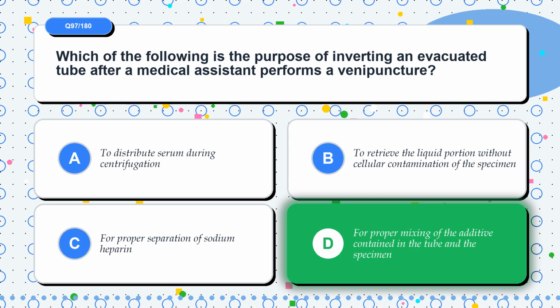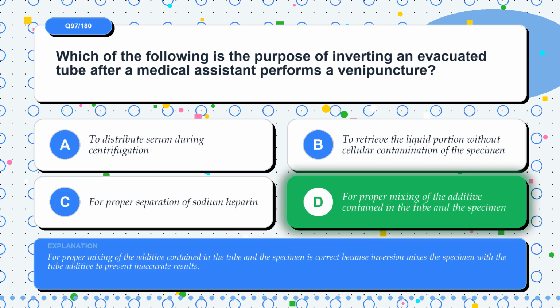The correct answer is option D, for proper mixing of the additive contained in the tube and the specimen. For proper mixing of the additive contained in the tube and the specimen is correct because inversion mixes the specimen with the tube additive to prevent inaccurate results.